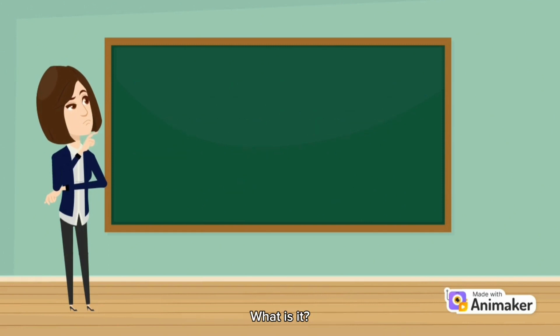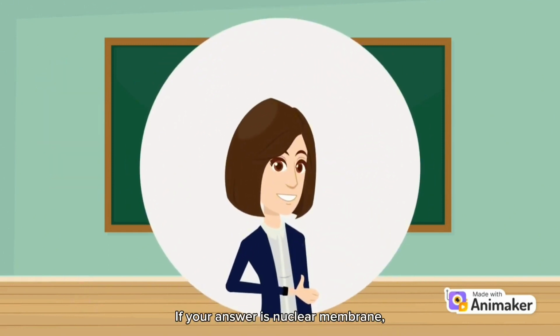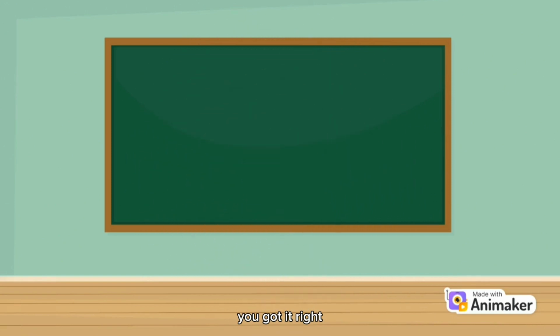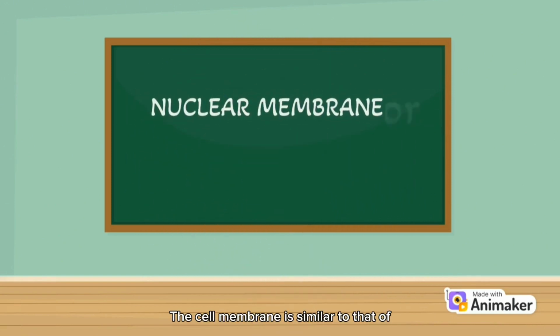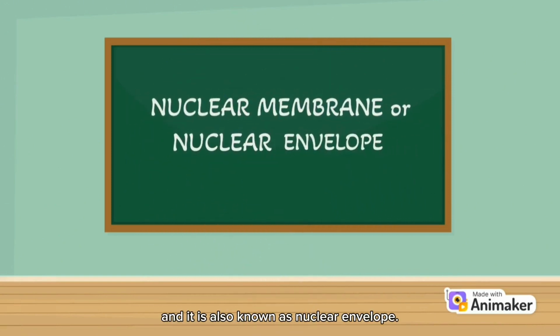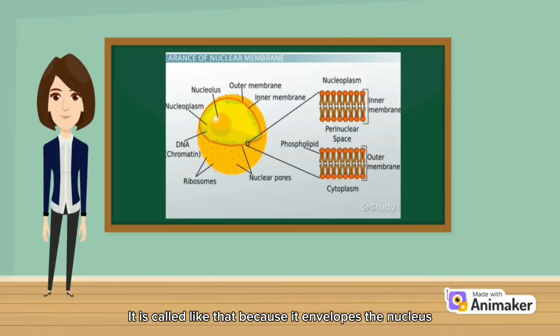Do you think there is another organelle similar to that of cell membrane? What is it? If your answer is nuclear membrane, you got it right. The cell membrane is similar to that of nuclear membrane, and it is also known as nuclear envelope. It is called like that because it envelopes the nucleus.